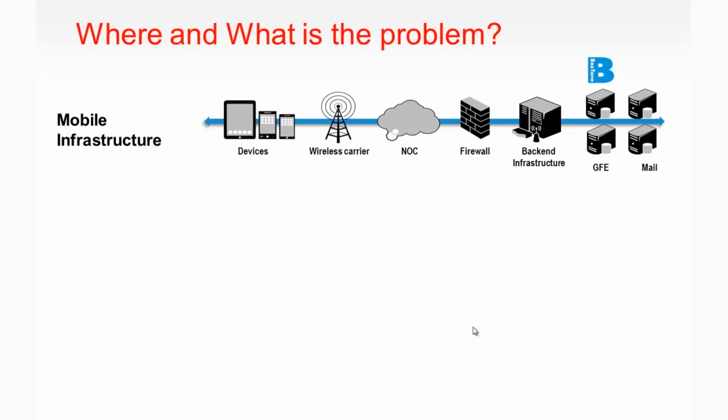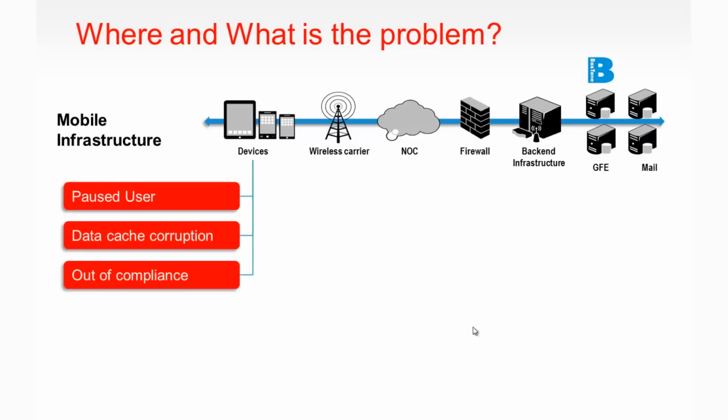So you're running a mission-critical mobile deployment, and something happens. You've got to figure out where and what the problem is and how to resolve it. There's really a complex infrastructure behind mobility that spans the devices, the wireless carrier, all your infrastructure, and your back end. And it's like finding a needle in a haystack.